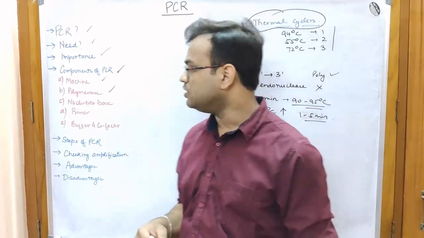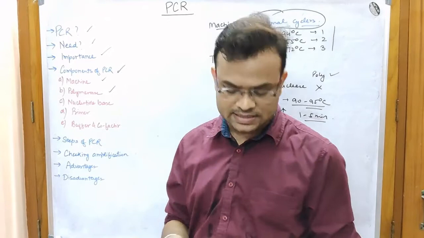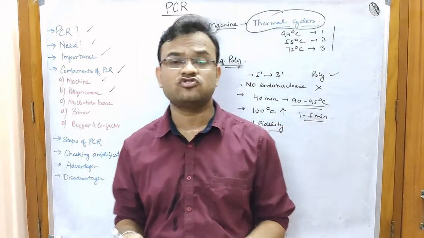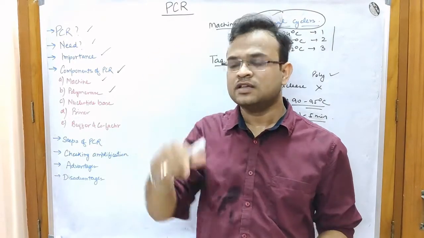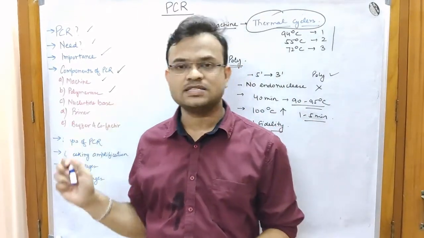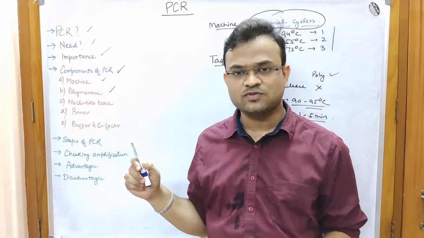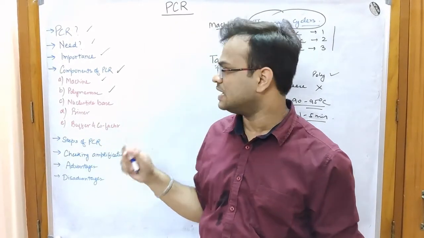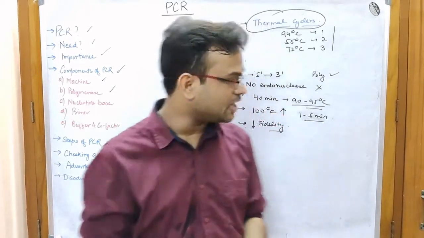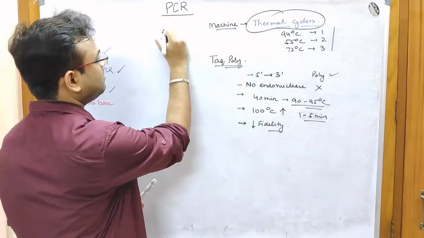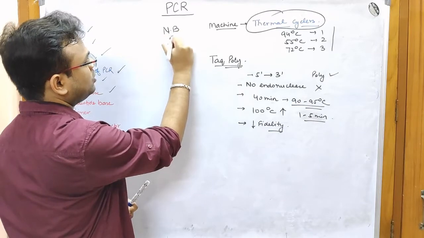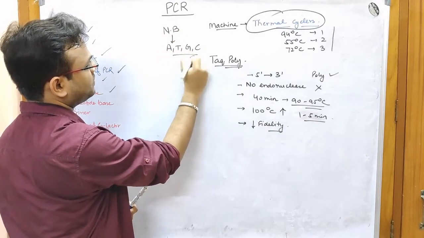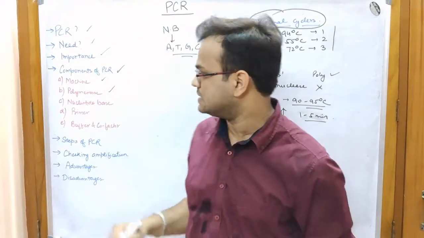Now let us come to nucleotide bases. So this is very easy. Nucleotide bases are A, T, G and C. They are also put into the same tube in which the polymerases are put, and primers will be put, and buffers would also be put inside that. Again, nucleotide bases would be A, T, G and C, right?